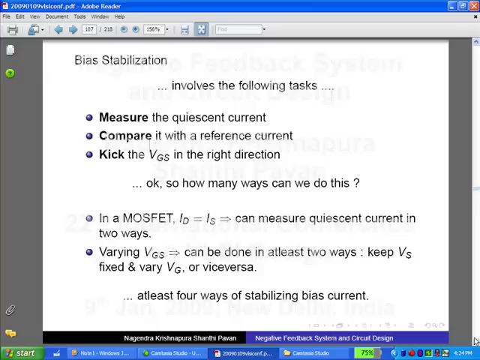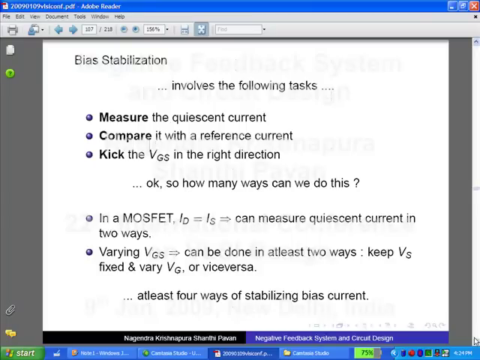All right. So stabilizing bias using feedback, which is obviously a very robust way of doing things, involves the following tasks. You measure the quiescent current to the MOSFET, you compare it with the reference current that you wanted, and you kick VGS in the right direction. This is common sense, right? You didn't know any analog for this, and you've been doing this in various aspects of life all the time.